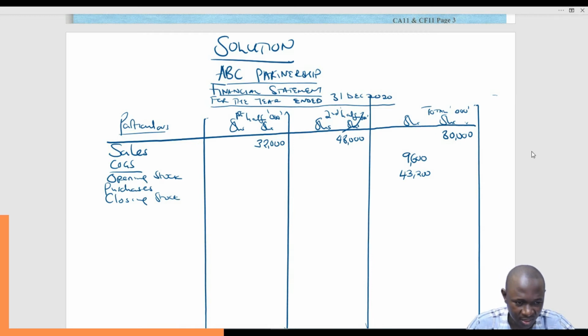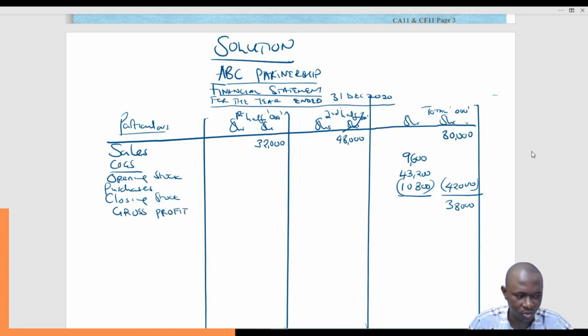So I'll just come here and say closing stock at the end of the year is 10,800. And normally for closing stock we deduct, so this will give us the figure that we find here. That is 9,600 plus 43,200 minus 10,800. This gives us 42,000. And then 80,000 minus 42,000, we have 38,000. So this one has to be in brackets, and this will come in as our gross profit. So this is our gross profit.